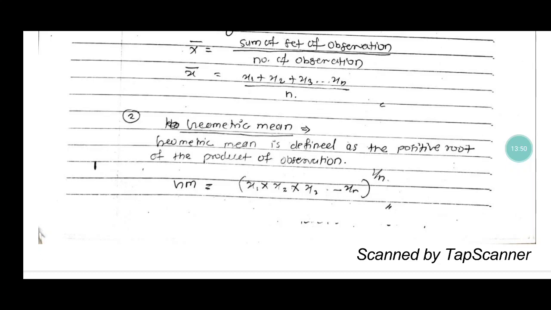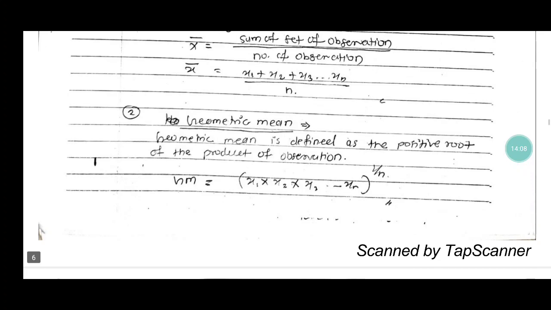So the geometric mean is defined as the positive root of the product of the observations. The geometric mean is (x1 × x2 × x3 × ... × xn) raised to the power 1/n.